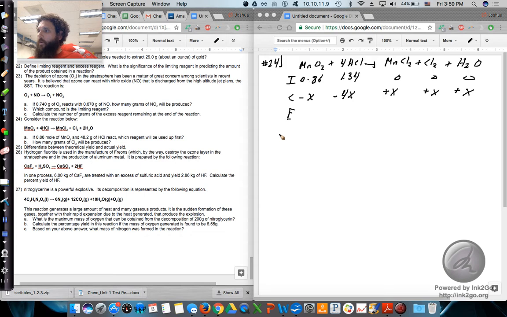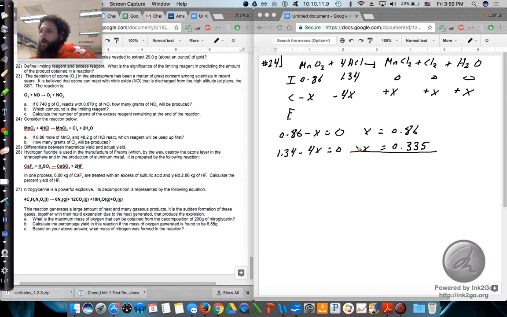Let's go through here. 0.86 minus x equals 0, and 1.34 minus 4x equals 0. X here is equal to 0.86. X here is going to be equal to 1.34 divided by 4, 0.335. We could go through the conceptual work here again to show you that this is true, but it is the smaller x that is going to be the limiting. So that tells me that the hydrochloric acid is the limiting.